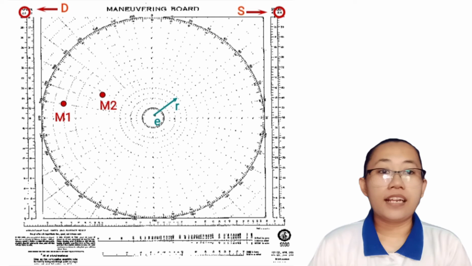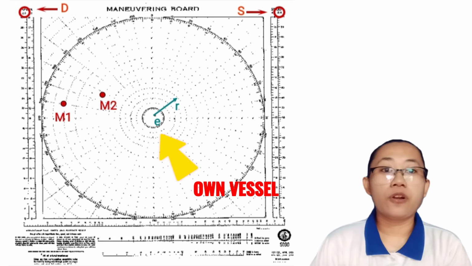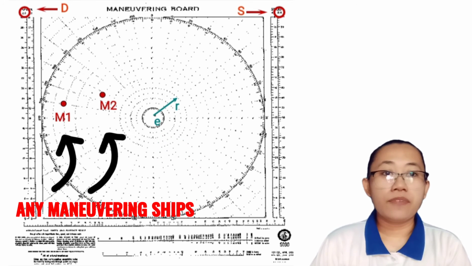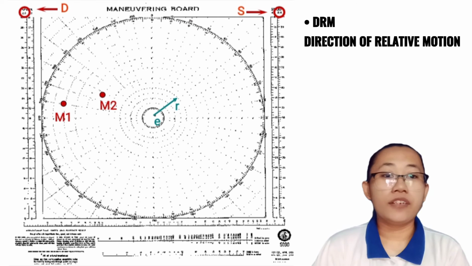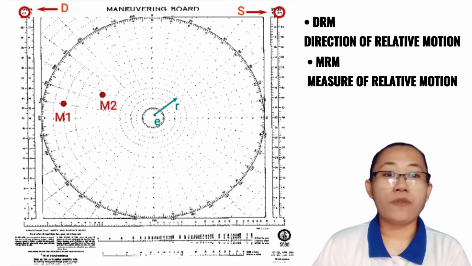When we plot the relative plot into a maneuvering board, the letter E that represents your own vessel must be placed in the center. Any maneuvering ship that is near your position is labeled as M1 and M2. DRM, or direction of relative motion, is the motion of your own ship relative to the motion of another ship. MRM stands for measure of relative motion, a measure from your own ship to the relative motion of the other ship.